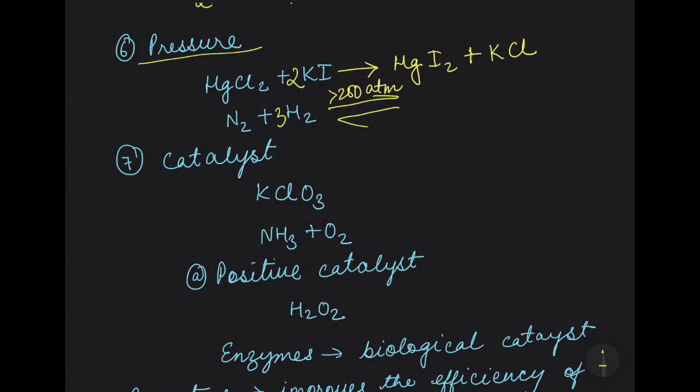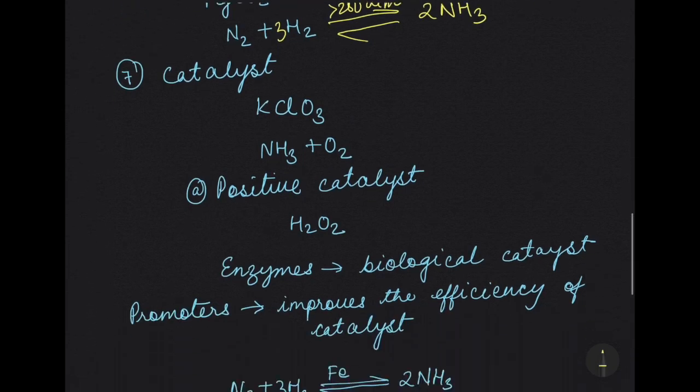Now, the standard atmosphere is 1 atmosphere. We live under a blanket of air which is known as atmosphere, that is 1 atmosphere. So we need 200 atmospheres. It should be above 200 atmospheres, and then only ammonia will be formed.